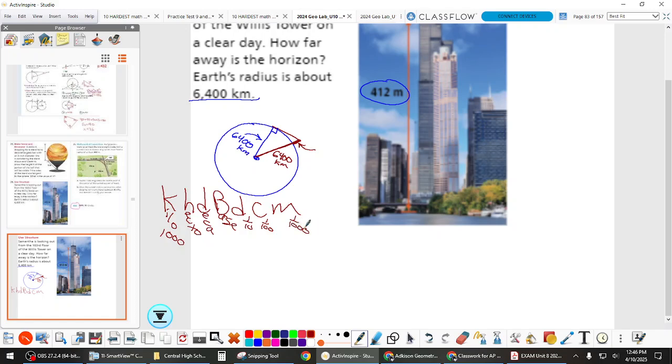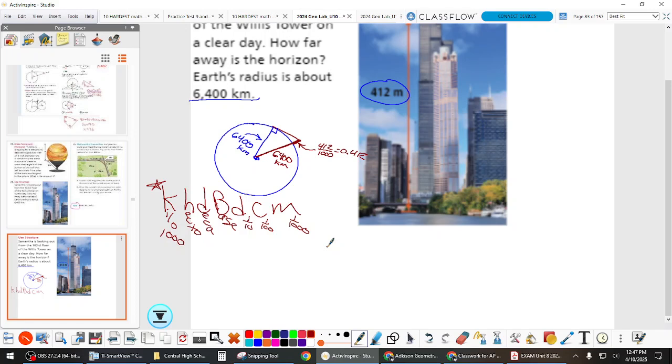You've heard of a millimeter, right? We talked about that. That helps you remember those. So a kilometer is 1,000 meters. So what fraction of a kilometer is 412 meters? 412 out of 1,000, right? Which is what? Do it on your calculator if you don't know. 0.412. Okay?